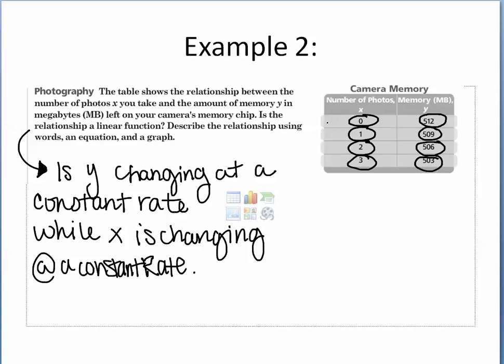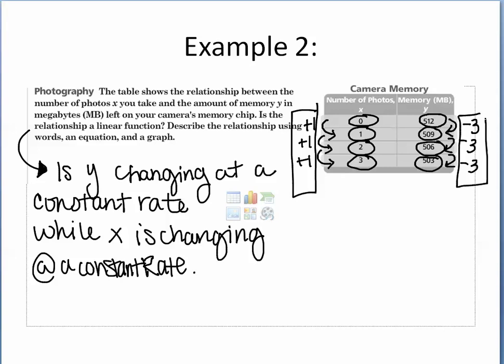So what I mean by that is, we're going up one picture, so up 1. Then we go up another picture, so up 1. Going up one picture, so up 1. So you see, for every time we take a picture, we're going up 1. So then what is the memory doing? Well, it's going down. We're subtracting 3. Then we're subtracting 3. Then we're subtracting 3. So we can see, as this changes up 1, this is always changing down 3. That's creating a linear pattern.